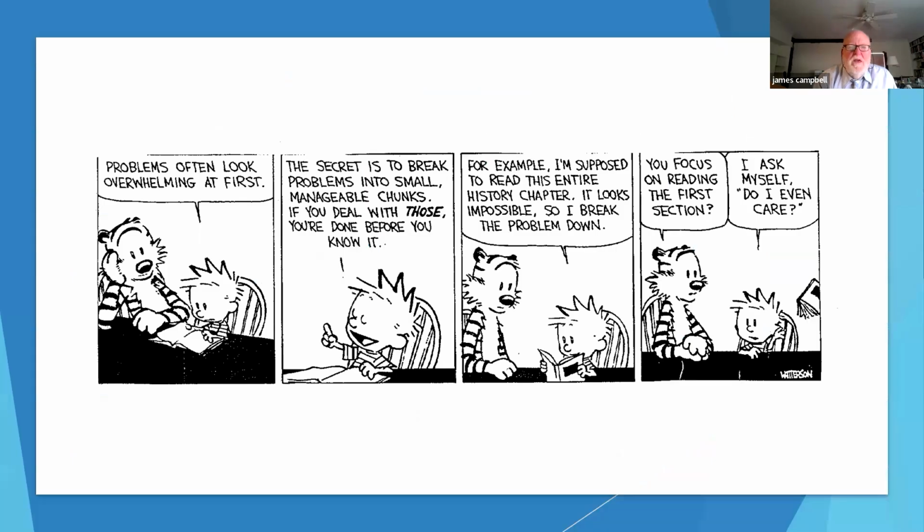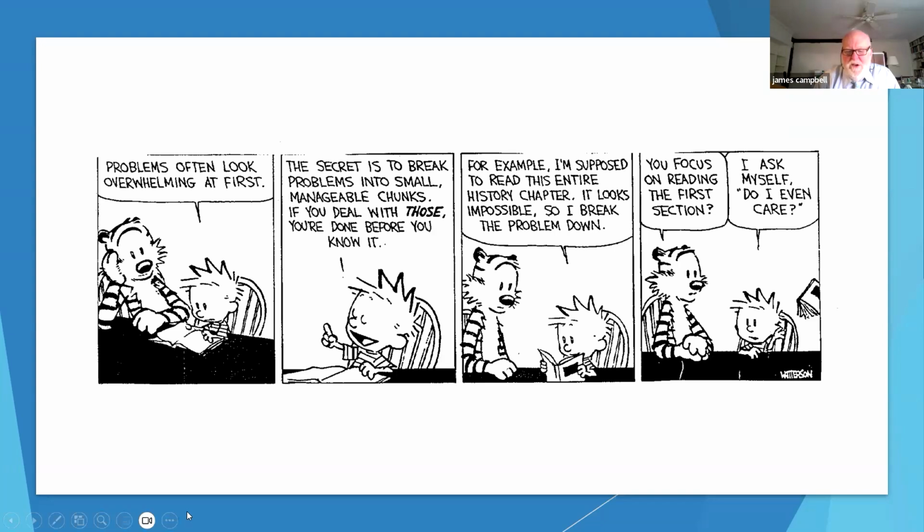We went backwards here. I always like to share a Calvin and Hobbes. Problems often look overwhelming at first. Secret is to break the problems down in small, manageable chunks. Deal with those before you're done. For example, I'm supposed to read this entire history chapter. It looks impossible, so I break the problem down. You focus on reading the first chapter? No, I ask myself, do I even care? All right. This is the problem, that some people have not chosen to really become knowledgeable about dementia, delirium, depression, despite how huge they are in the population.